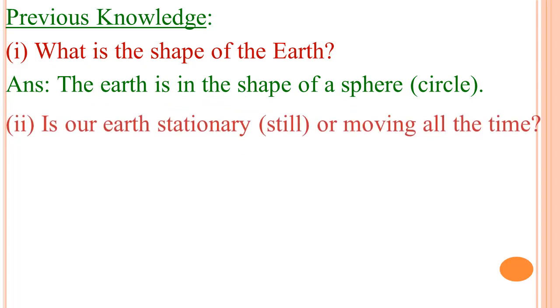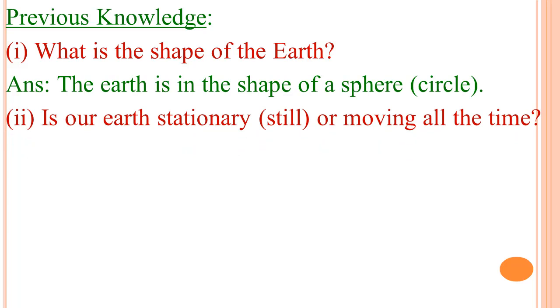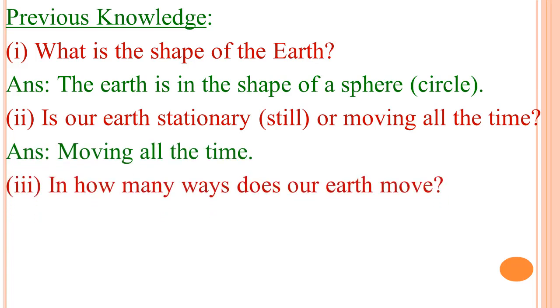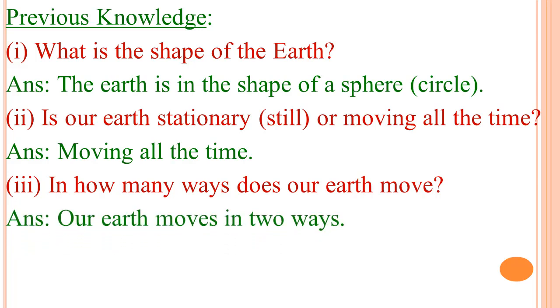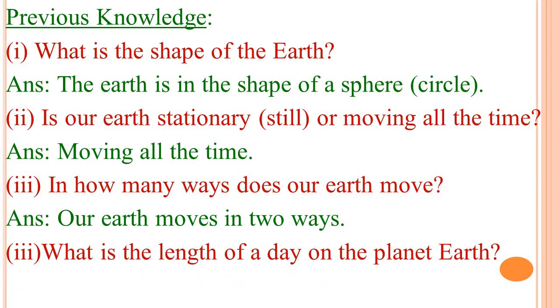Question number 2. Is our Earth stationary, meaning still, or moving all the time? The answer is moving all the time. Question number 3. In how many ways does our Earth move? The answer is, our Earth moves in 2 ways. And the last question is, what is the length of a day on the planet Earth? 24 hours is the answer to this question.